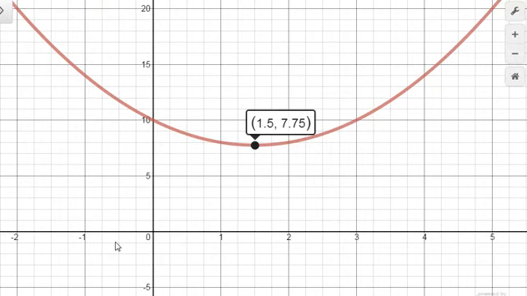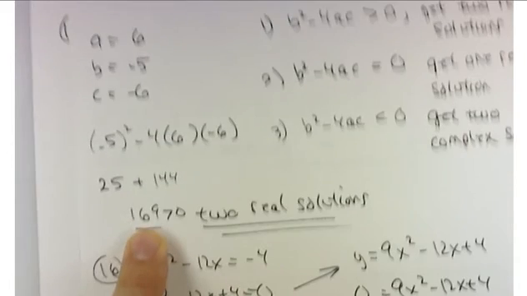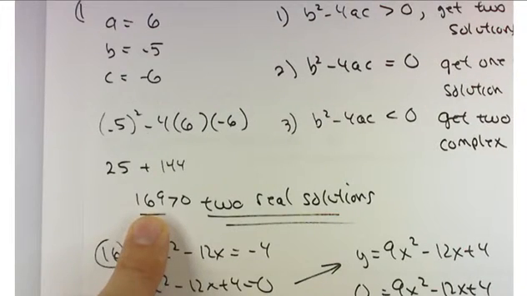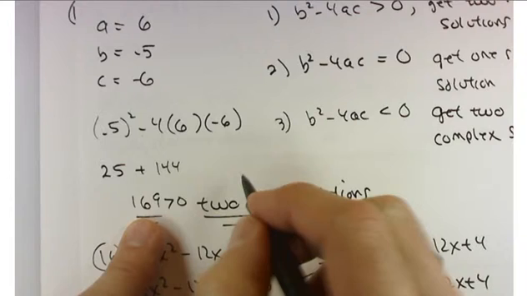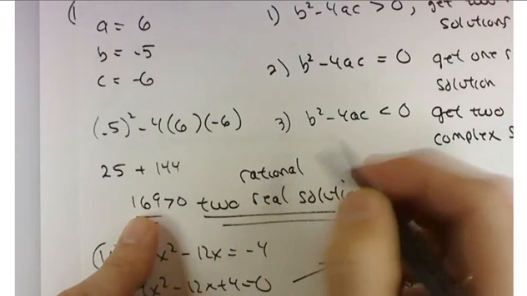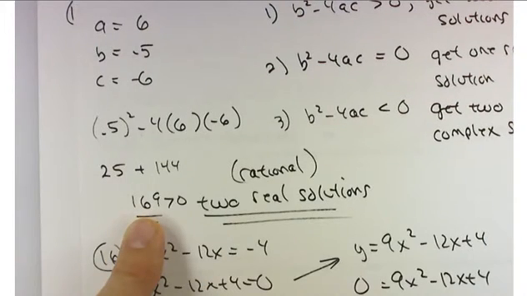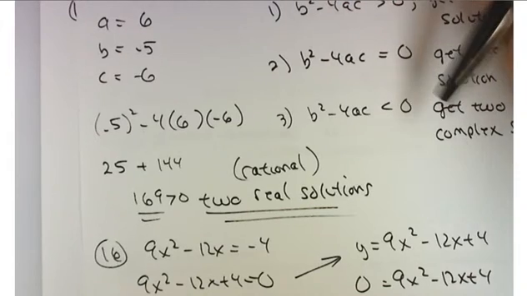Just to clarify Mark's question, he was asking, do we have to say what kind of real solutions? Technically, you can tell if the number you calculate for the discriminant is a perfect square, then you're going to get rational solutions. But yeah, just two real solutions is all I'm looking for. Okay.